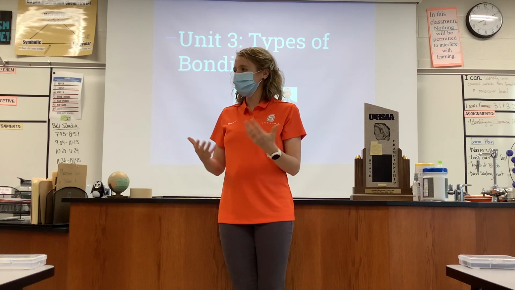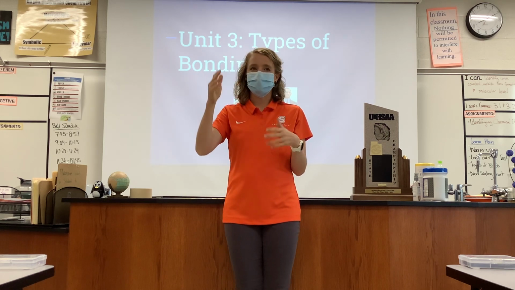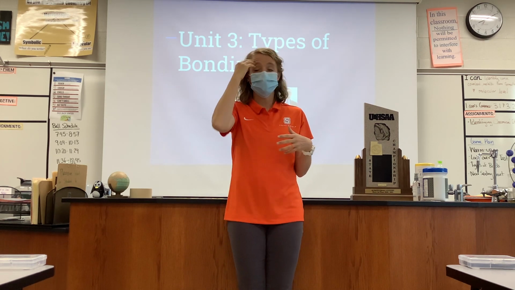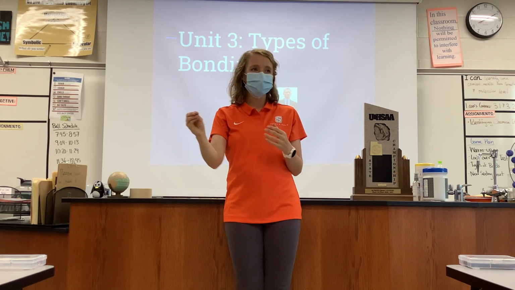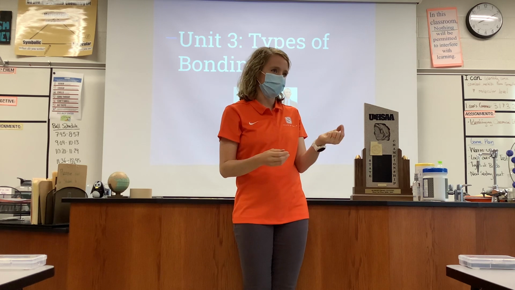So that's kind of the way the 3 I cans are separated: what does it look like from our eyes? How does it behave? What does it look like at the molecular level? And then how do we write it symbolically?